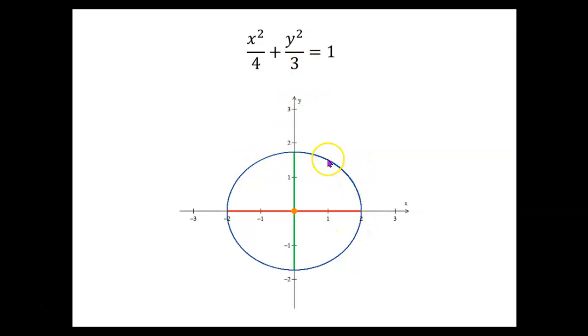The points that make up that blue ellipse are the points whose x and y coordinates satisfy this equation. For example, we have the point 2, 0. If x is 2 and y is 0, 2 squared over 4, well, that would be 4 over 4, which is 1, plus 0 squared over 3, that would be 0, and 1 plus 0 does equal 1.